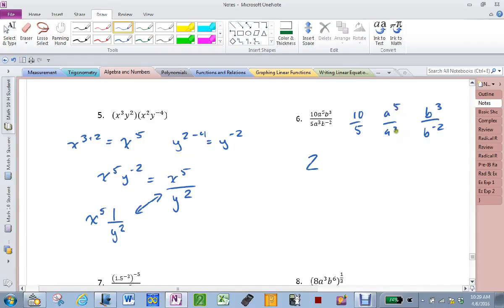Subtract. 5 minus 3 is? 8. 2 is positive. 5 minus 3. Okay. I just said 2 is positive, correct? Yeah. So it stays up with the numerator. 3 minus minus 2. 5. Also positive, so it stays up with the numerator.